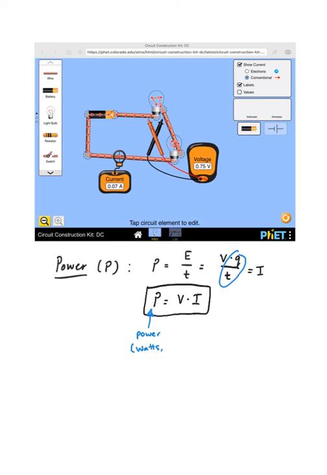Capital W for short. V is voltage, and I is current. Power is equal to voltage times current.